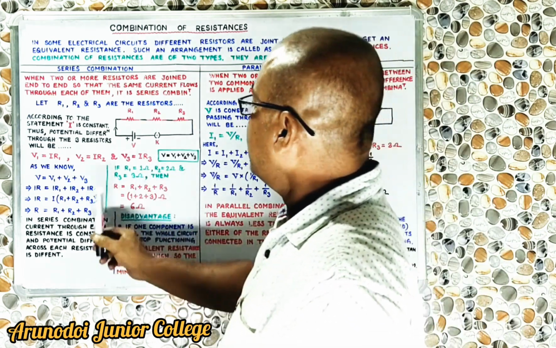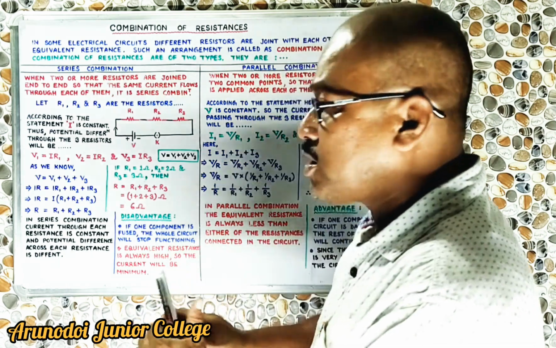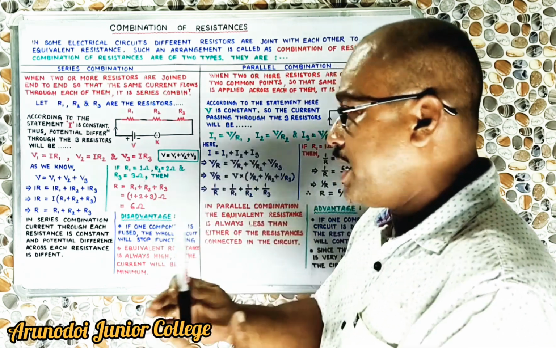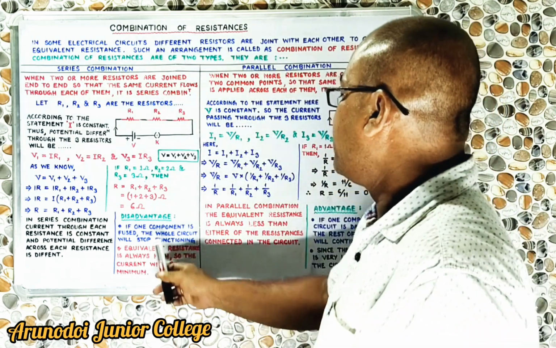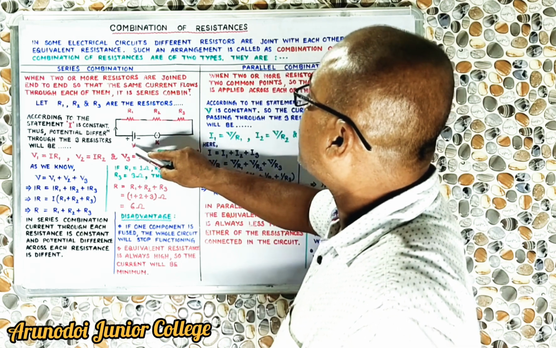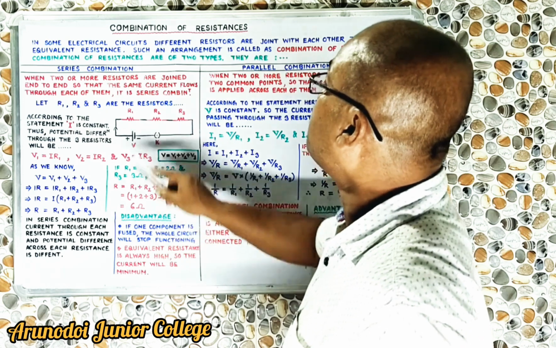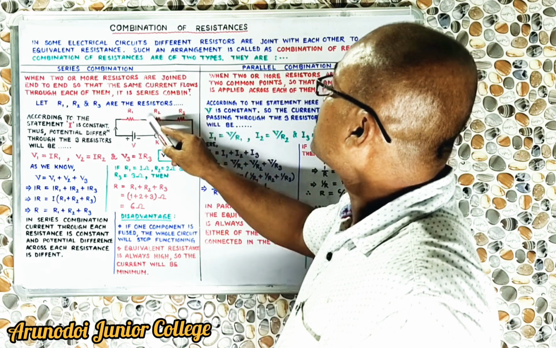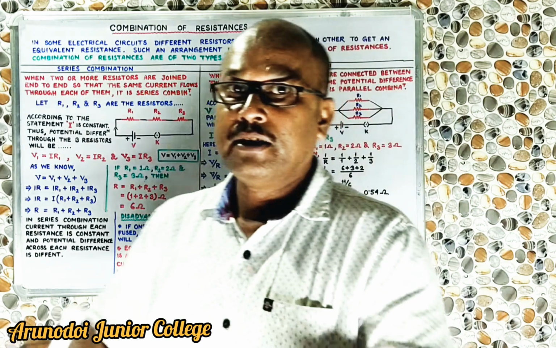So now we will see what are the disadvantages of this series combination. The first disadvantage: if one component or any one appliance in this circuit is fused or damaged, then the whole circuit will stop functioning. That is to say, if current is flowing through this wire due to application of this potential difference, and current is passing through R1, then going to R2. Suppose R2 is damaged, then the circuit will stop functioning. The circuit will never work.